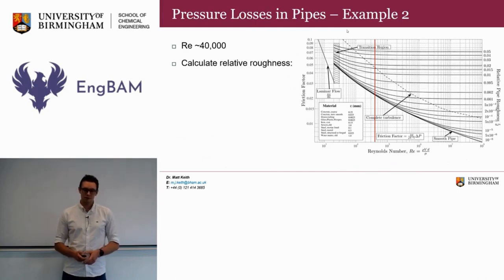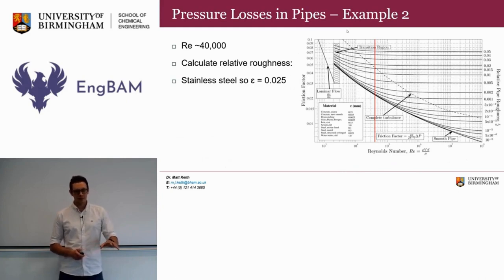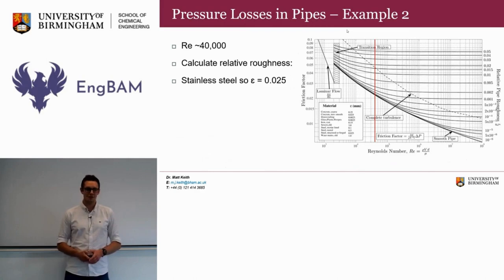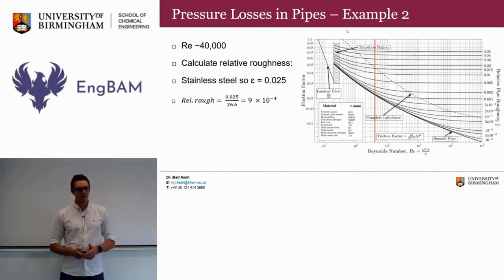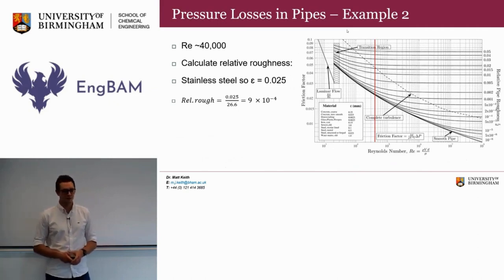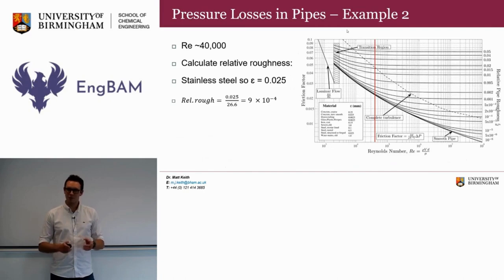Calculate the relative roughness. So, because we know it's a stainless steel pipe, it might be a little bit unclear on the screen, but in the box on the bottom left-hand side, we have a number of different materials and their corresponding absolute roughness. For stainless steel, this is 0.025. We divide it by the pipe diameter to get our relative roughness of 9 times 10 to the minus 4. This is about 1 times 10 to the minus 3, or 0.001.